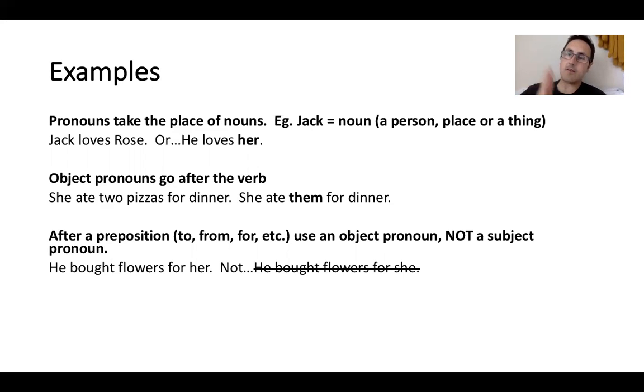Object pronoun goes after the verb, the receiver of the action. And then after prepositions, to, from, with, about, and so on, you use object pronouns. So let's take a little look at how we can use this.